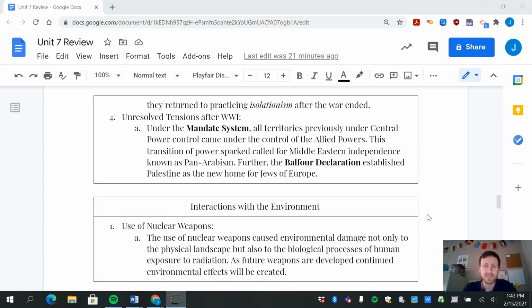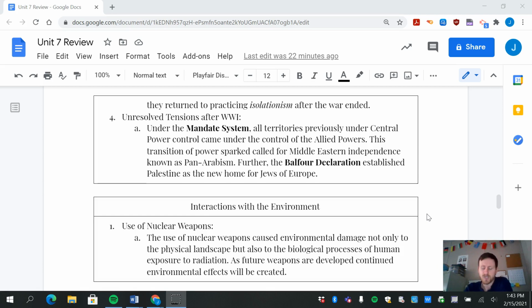Another major decision that we see here is that because of the mandate system, we start to see calls for Middle Eastern independence, known as Pan-Arabism. We'll see that places like India, with the Indian National Congress, are calling for very similar types of independence. Pan-Africanism also is in this time as well.